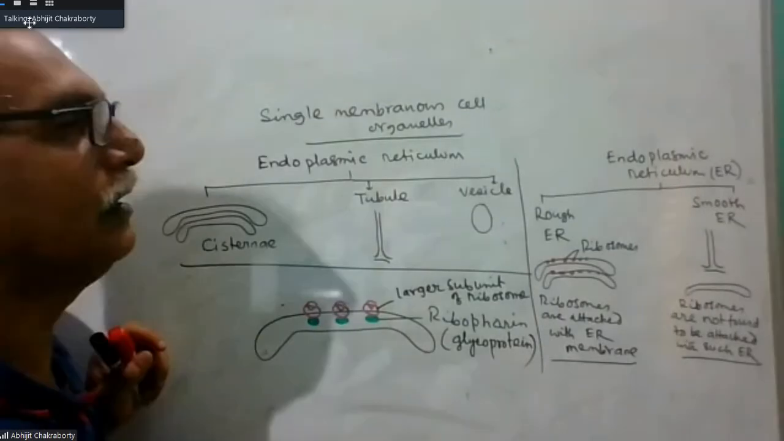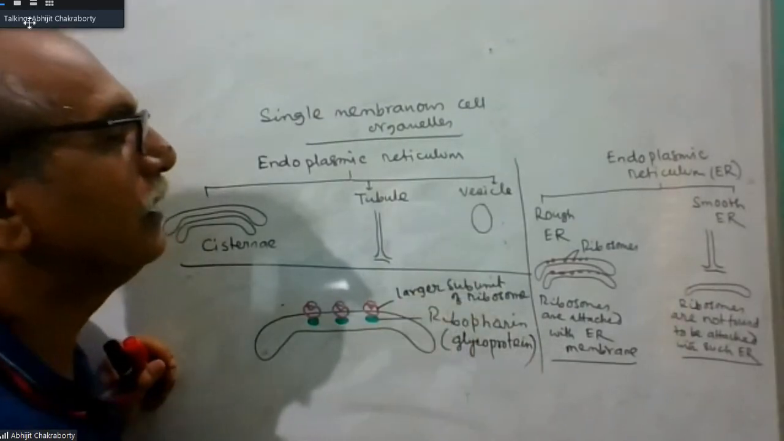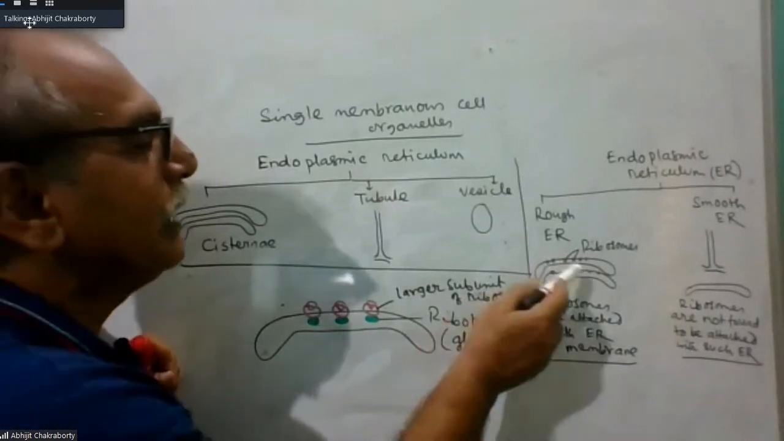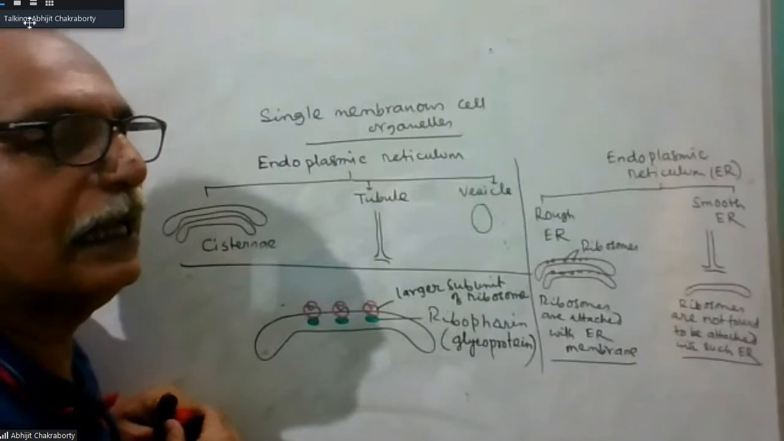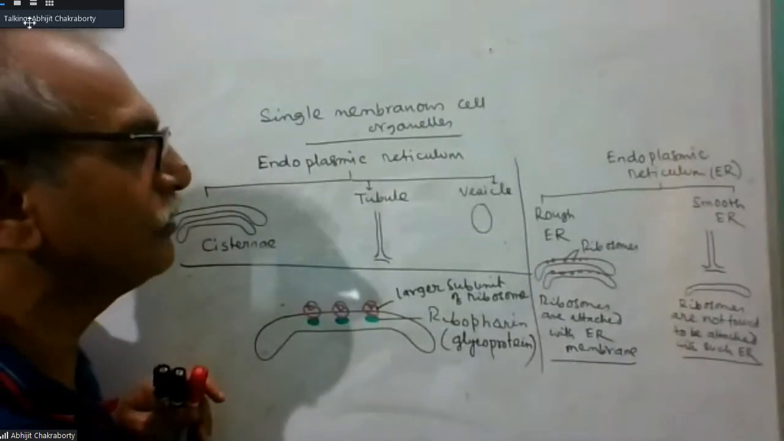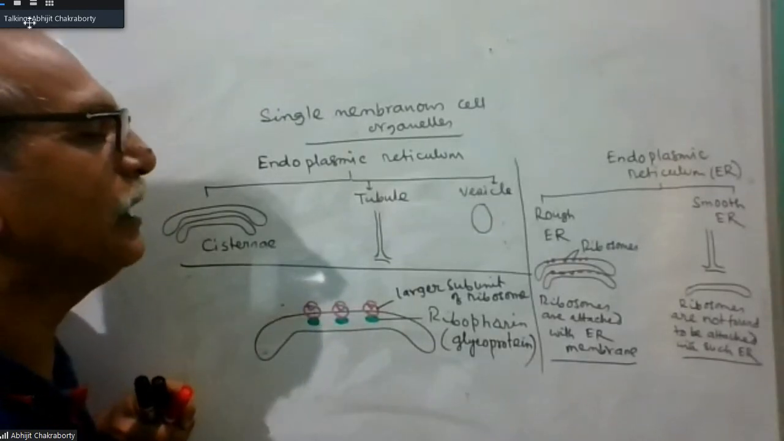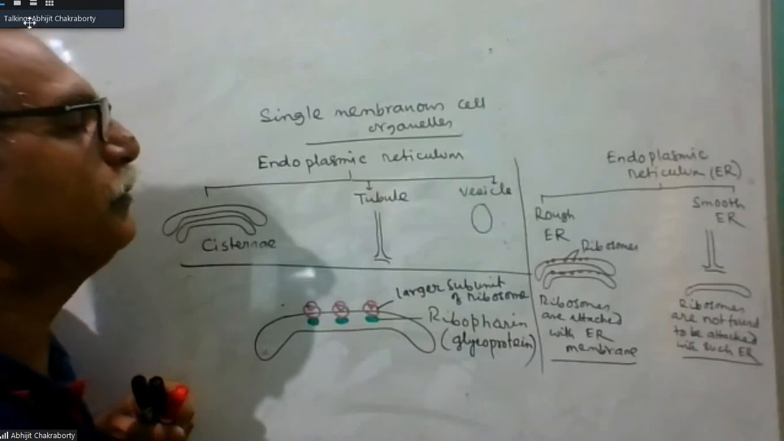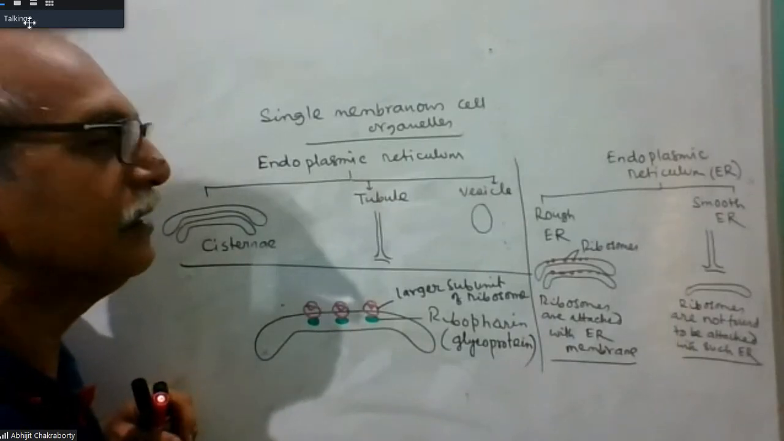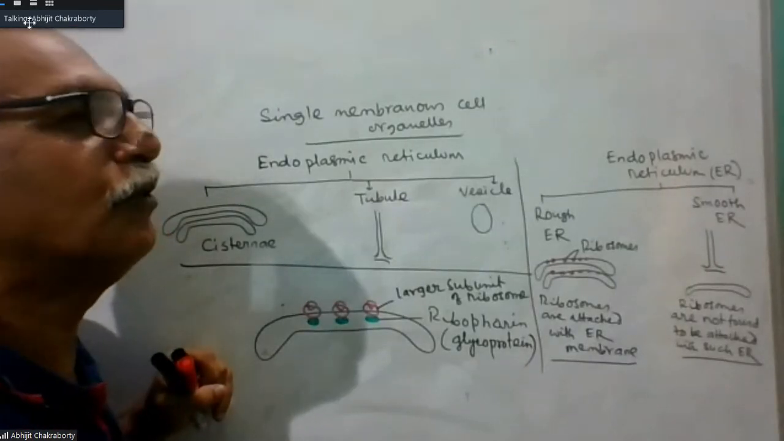Clear? Remember this thing: once protein synthesis is over, the ribosomes get detached from the ER. At that time, rough ER gets converted to smooth ER also. Are you getting me? At the time of protein synthesis, ribosomes attach to it. Once protein synthesis is over, ribosomes get detached from the ER. Once the ribosomes are detached, it is no more rough ER.